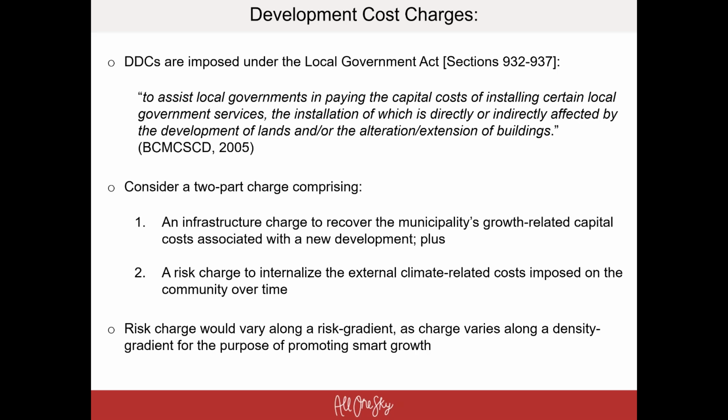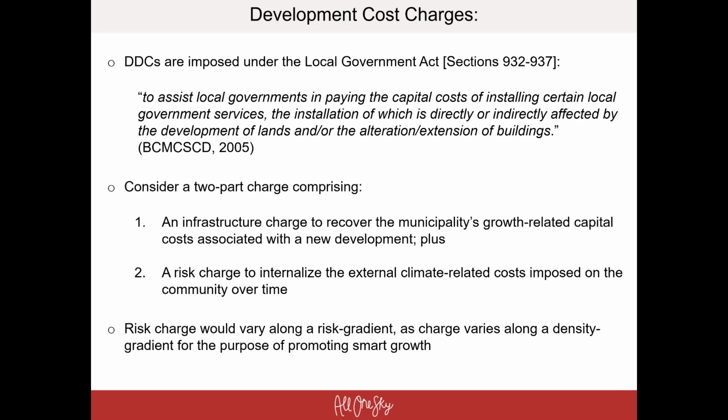reducing climate-related risks. And one of the suggestions there was, well, why don't we have a two-part development cost charge? The first part of the charge does what it does at the moment, which is to basically recover the capital-related investments associated with growth for new developments, but then also to include within that a risk charge, which is there to internalize the external costs associated with climate change on the community over time imposed by that development.